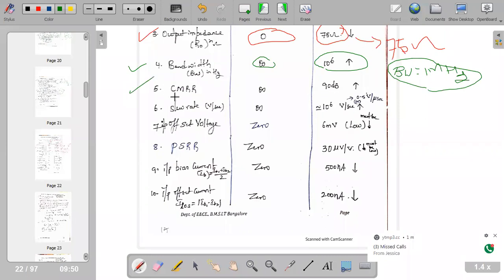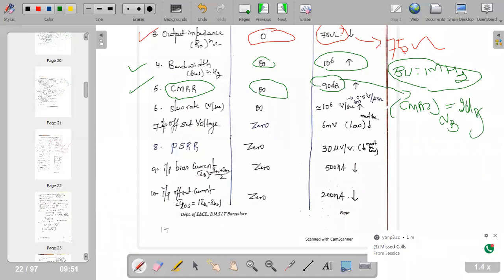And when it comes to CMRR, that is common mode rejection ratio. Ideal op-amp has a value of infinity, but practical op-amp has a value of 90 dB. This is in the dB case. CMRR in dB is 20 log of differential gain to common mode gain.